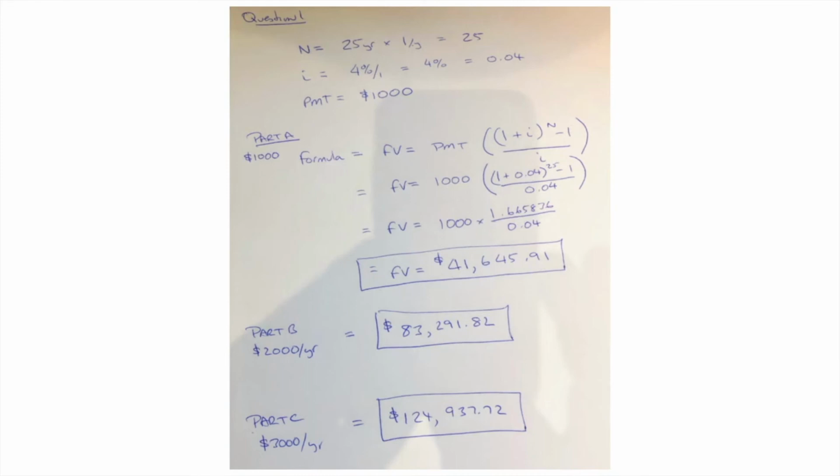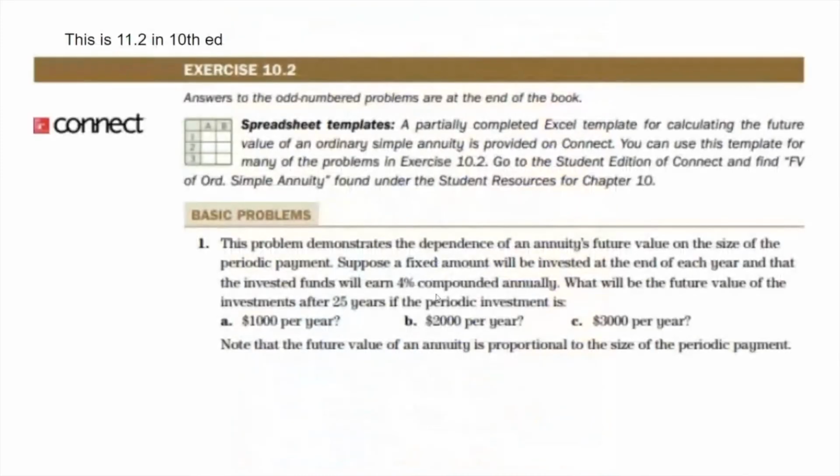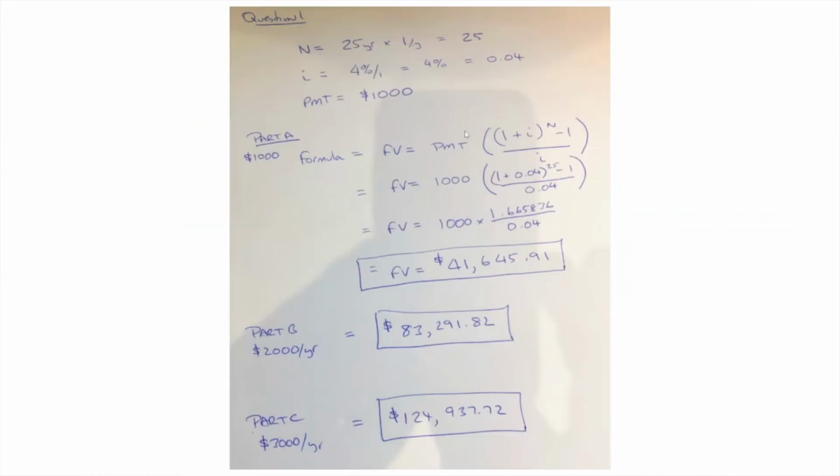Then the second part of the question says, let's say that you put $2,000 a year in. I haven't written all this down again, but we're just taking that number and putting in 2,000. Everything else is the same. So it comes to $83,291. And for part 3, it comes to $124,937.72.